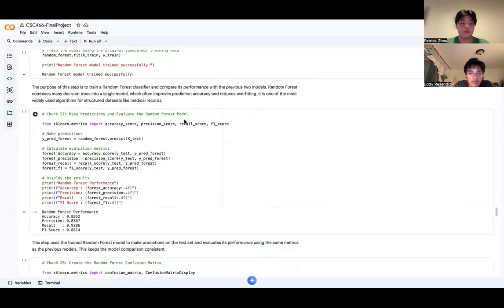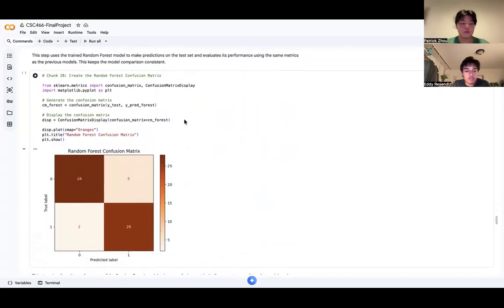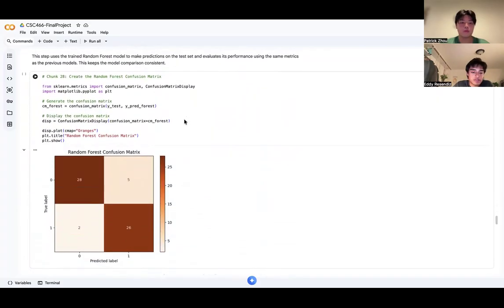And then for our next chunk of code, chunk 28 creates the random forest confusion matrix. This helps visualize the performance of the random forest model. It allows us to see where the model made correct predictions and where it made mistakes, making it easier to compare against the logistic regression and decision tree models.